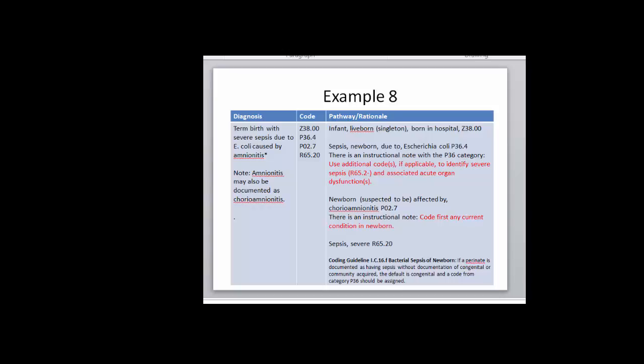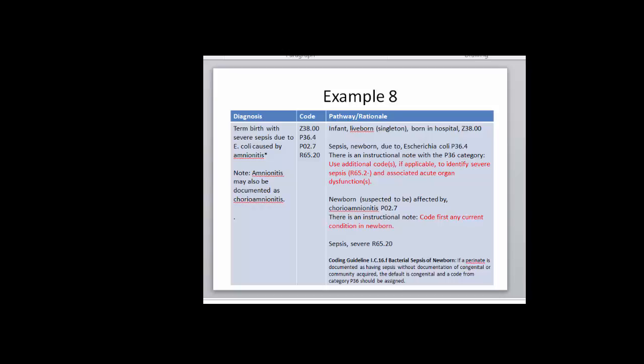Then we code the sepsis code, and in this case there is a combination code for the newborn sepsis and the E. coli, and an instructional note with that category code telling us that if we have severe sepsis identified, we need to use that R65.20 code. And then we have the chorioamnionitis.